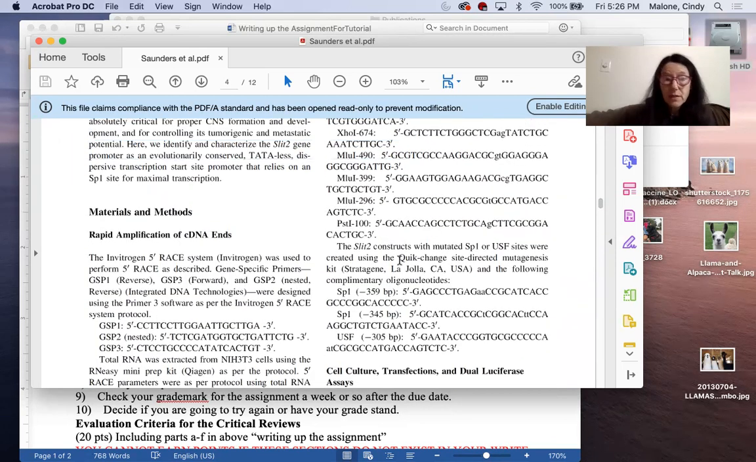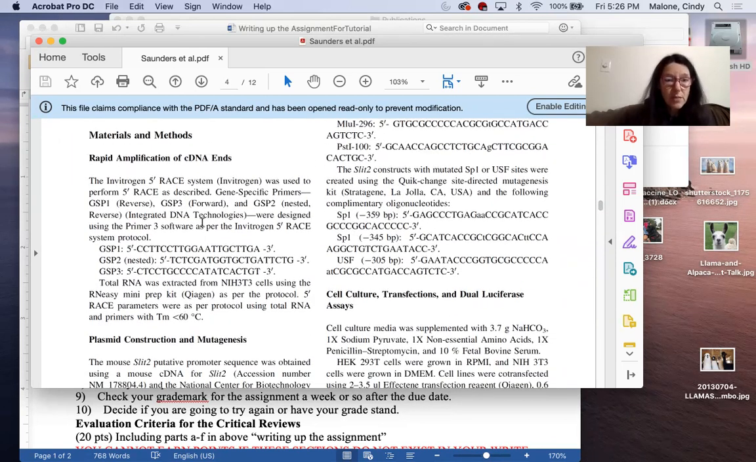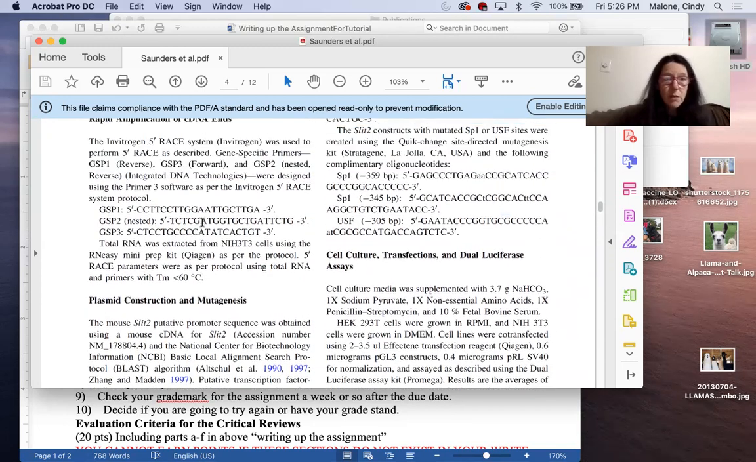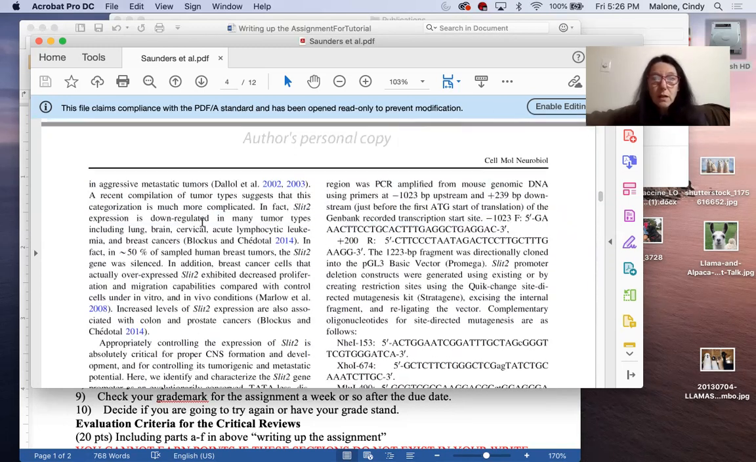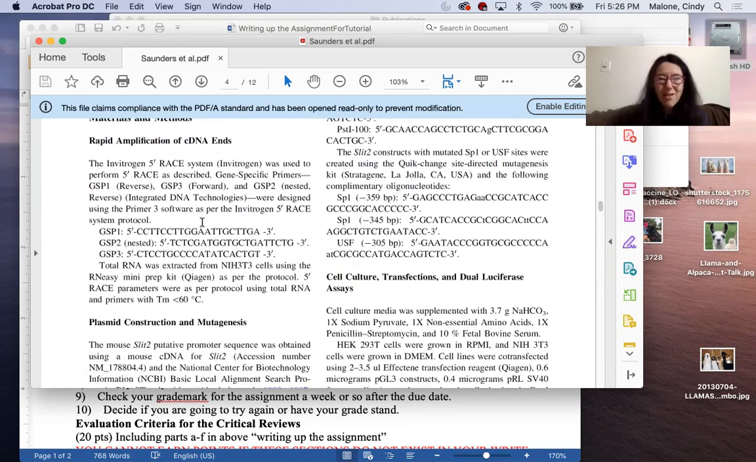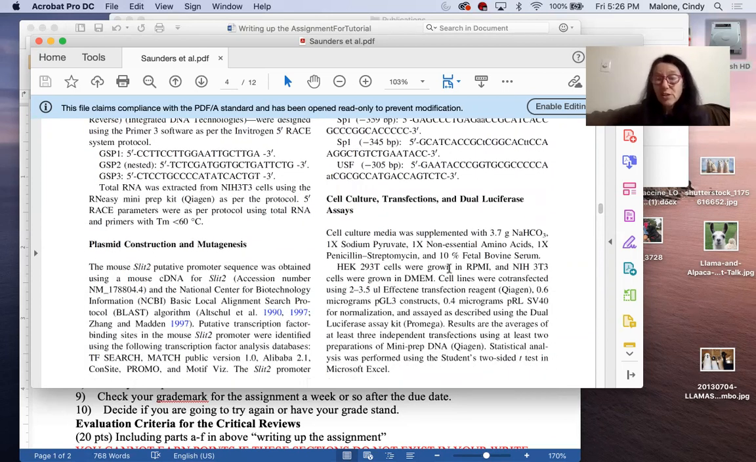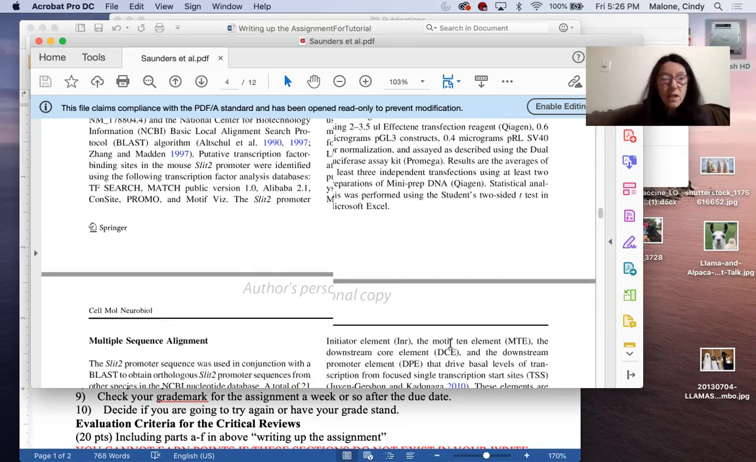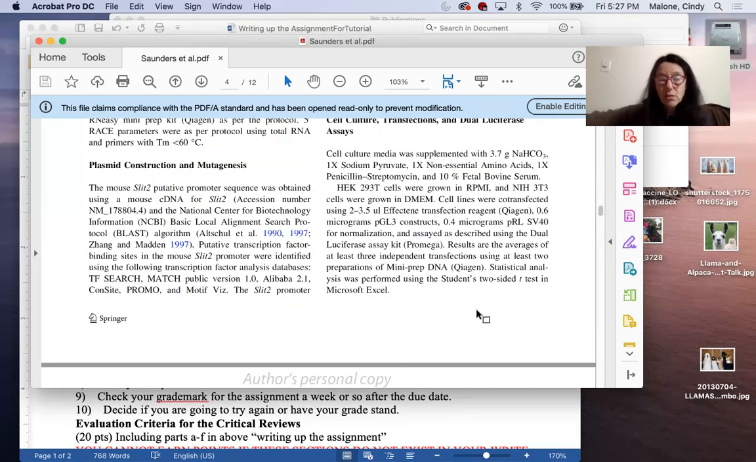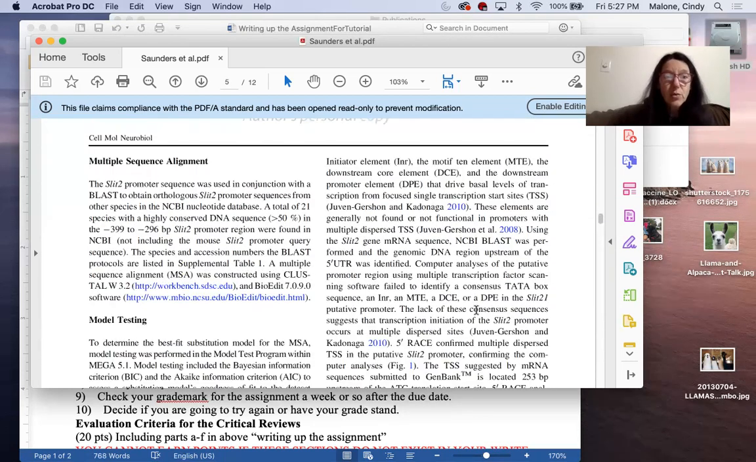Here's materials and methods, right? There's that 5' RACE from figure 1. Here's how they made their plasmids. PCR, ooh, PCR, how fun. Ooh, transfection. So we read through this region to see exactly how they did transfections. And then we would walk through this figure.